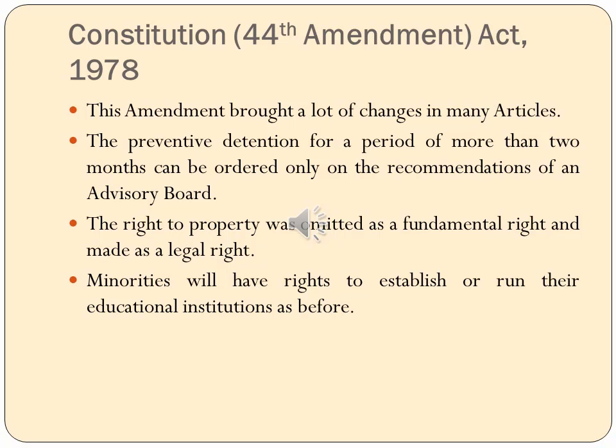So the right to property was omitted. Earlier it was a fundamental right. After this amendment, the right to property was omitted and it was made a legal right. And minorities will have the right to establish or run their own educational institutions as before. So this was not at all touched in this 44th Amendment Act of 1978.